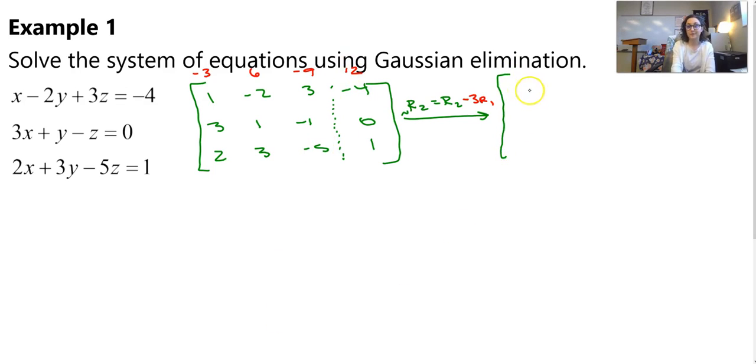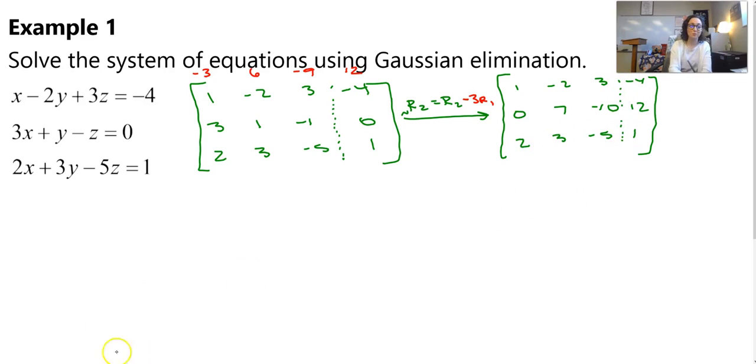Come back here. We are keeping row 1, right? We like row 1. We don't want to change row 1. What we're changing is row 2. So my new row 2 is going to be my old row 2, this row, plus the red row I just made for reference, okay? So negative 3 plus 3 is 0. Hey, that's what we want, right? 6 plus 1 is 7. Negative 9 plus negative 1 is negative 10. 12 plus 0 is 12. And right now I'm keeping row 3. I'm not ready to mess with row 3 quite yet.